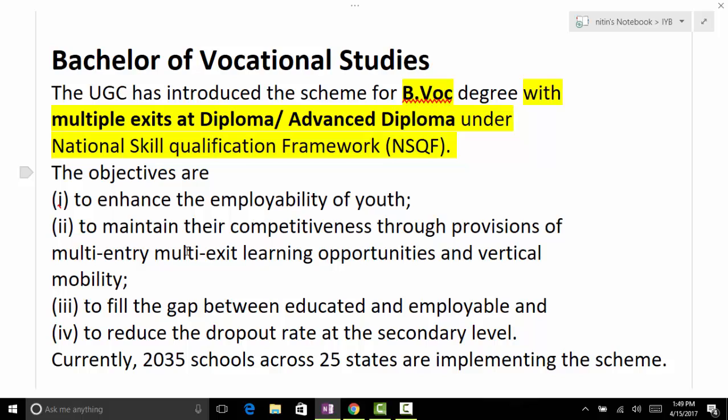Because the major issue in our country regarding employment is what? There's a gap between what skills are held with the people and what skills are required by the industry. And it limits their employability. So that gap has to be bridged so that the skill is in line with the requirement of the industry. So that we get the job ready people, job ready students.